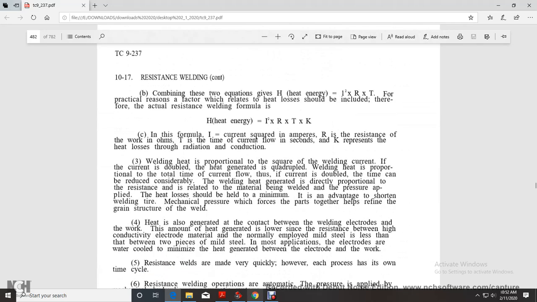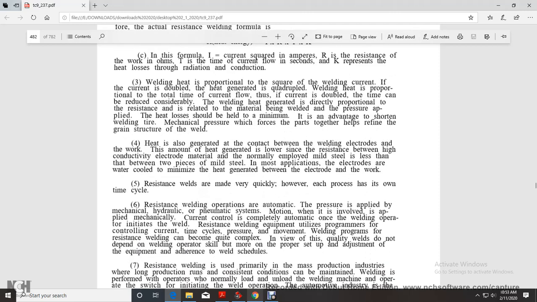Combining these two equations, the heat energy equals amps squared times ohms times time. For practical reasons, a factor related to heat loss should be included. Therefore, the actual resistance welding formula is heat energy equals I squared times R times T times K, where K represents the loss from radiation and conduction. In this formula, I stands for the current in amperes, R stands for the resistance of the work in ohms, T is the time of the current flow in seconds, and K represents the loss from radiation and conduction.